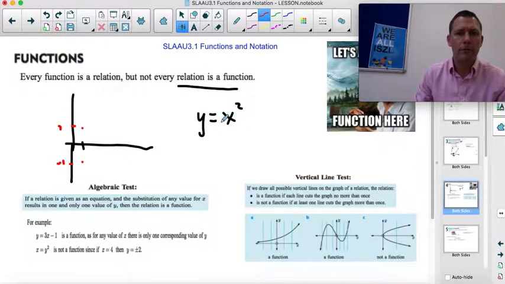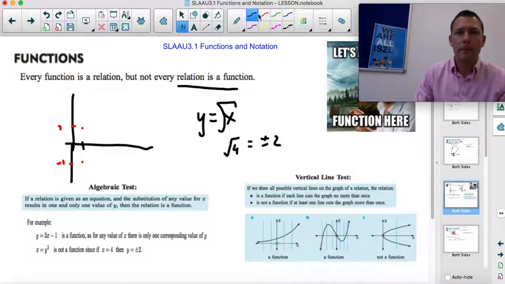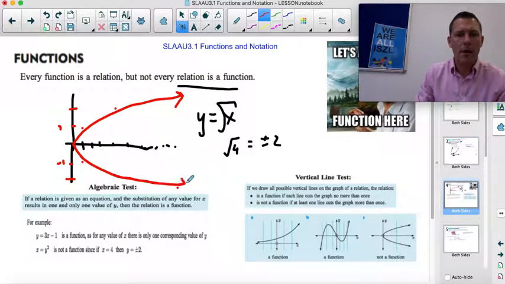Because the square root of 1 is 1 or negative 1. If you did the square root of, let's go 4, you'd get plus or minus 2. So if you went out 1, 2, 3, 4, your square root would be plus or minus 2, so you'd be there, and if you went over to 9, your square root would be plus or minus 3. So your graph looks like that and that.